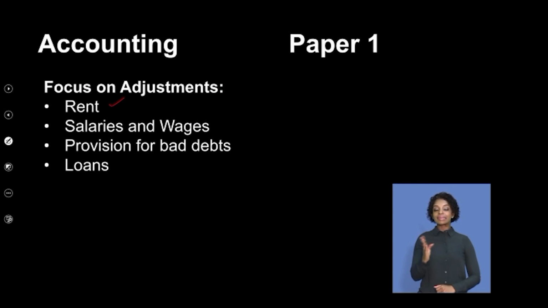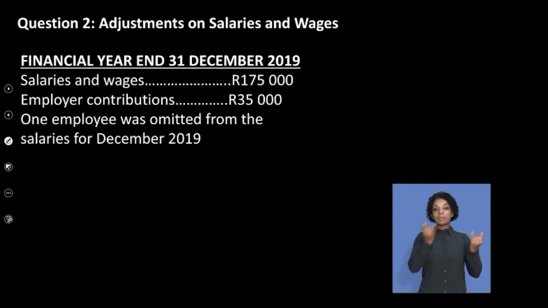Done and dusted. Let's look at salaries and wages. Okay. The adjustment that's given to us is as follows. Your financial year, once again, 31st of December 2019, you are told that your salaries and wages, as it appears in your trial balance, is 175,000 and the employer contributions equal to 35,000 Rand.